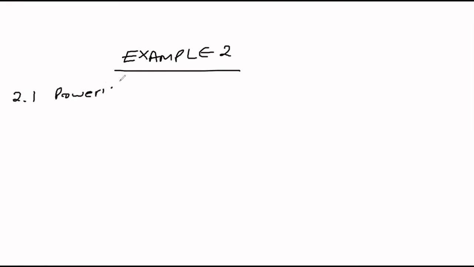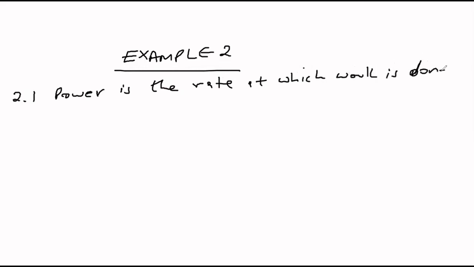Example number 2. 2.1, the term power. Power is the rate at which work is done. Or we can say power is the rate at which the energy is transferred.